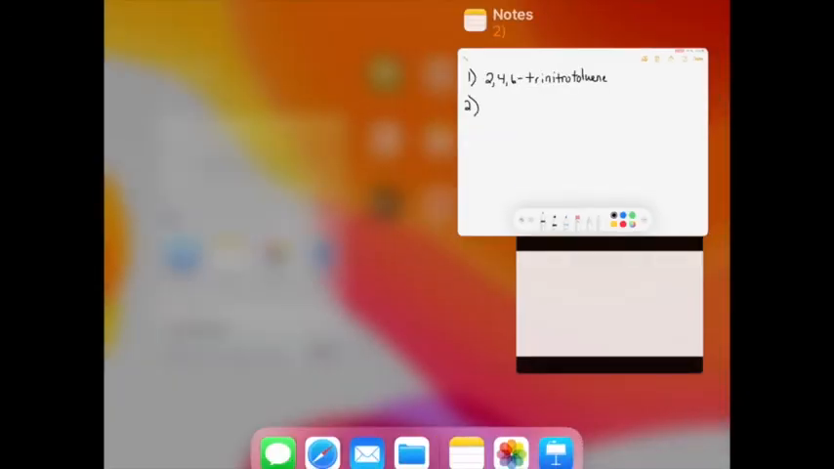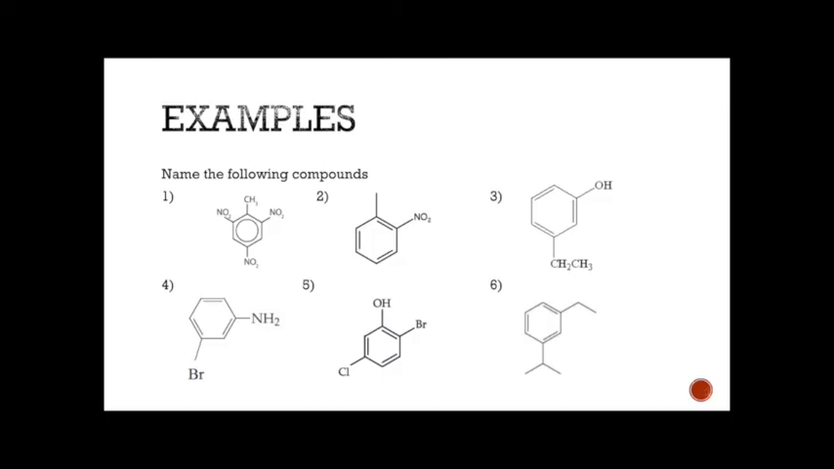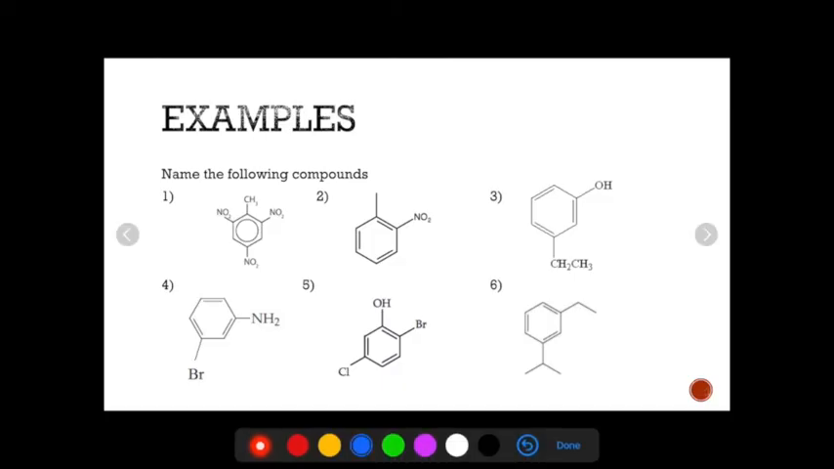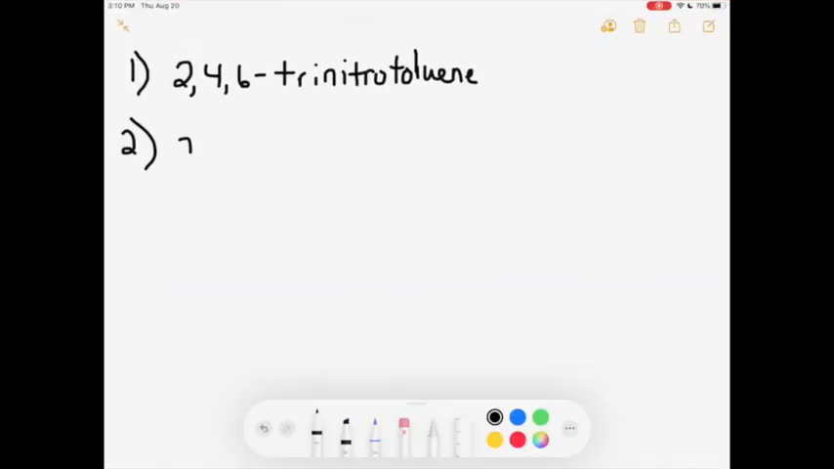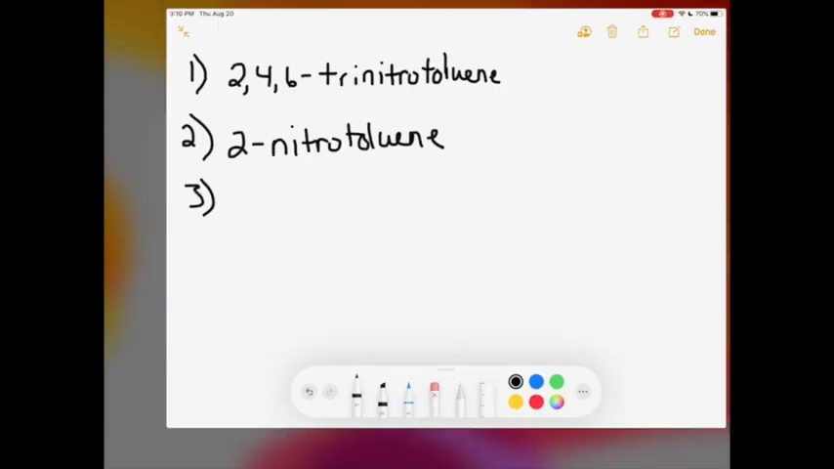Okay, let's go back here. Then again, we have this methyl group, so that's going to make it toluene. And we have 1 nitro group this time. So this is on 1, this is on 2. So this one is going to be 2-nitrotoluene.